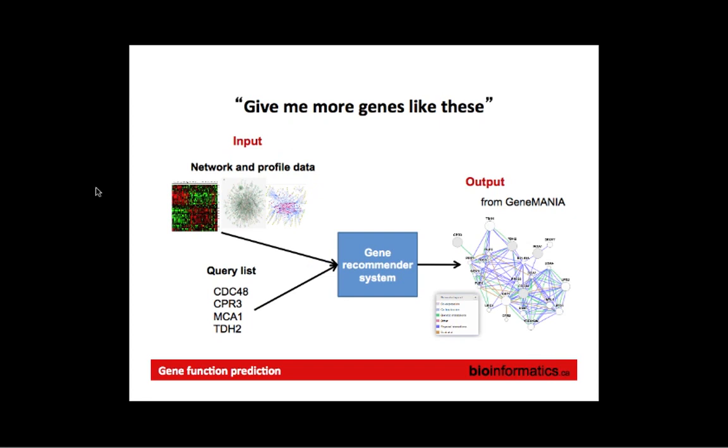Give me more genes like these. The GeneMANIA system is basically doing this, just like the Google Sets example that I mentioned. It takes all of this information that we have and your query list, and it recommends additional genes that should be part of this query list. So in that sense, it's kind of like a gene recommender system. And there's lots of different biological questions that you can answer using a system like this. I mentioned a few of them.